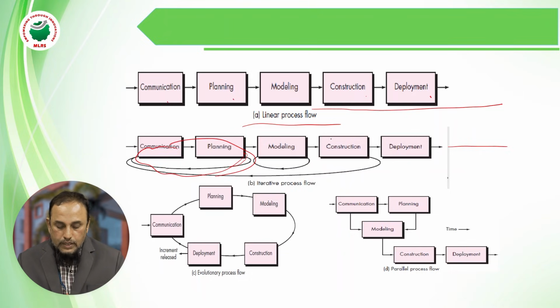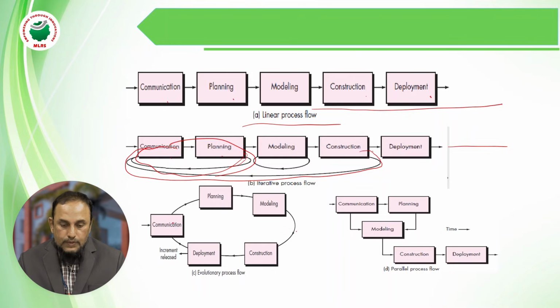Or we can say that here, after communication, planning, modeling, construction, this cycle is completed. From construction, it will go back again to the communication. It will take one further iteration. See, like this, the iterative process flow takes place in the incremental model. Now coming to the third one, circular evolution, circular form. Circular process flow will take place in the evolutionary process model.